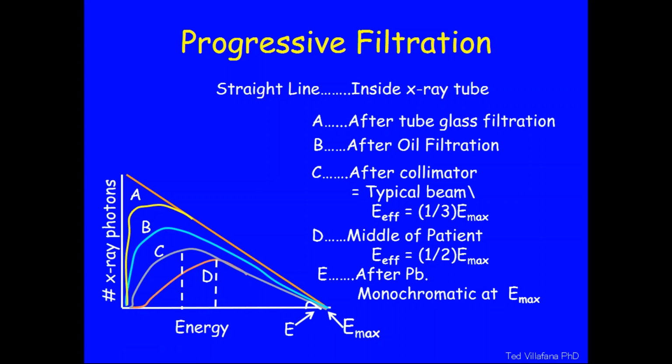So what you're looking at here is this progressive filtration to the point where it's incident on the patient. That's your C curve. And then if you are worried about what kind of energies are there in the middle of the patient, then you would go to 1/2 of Emax. What you take home from this is the idea of progressive filtration, where the energies get progressively greater. You've already known about the 1/3 of Emax at the surface, but now I'm adding another take-home point: in the middle of the patient, it's 1/2 of Emax.